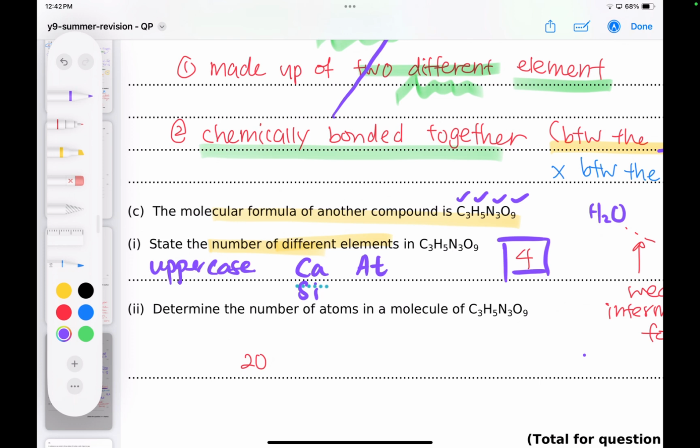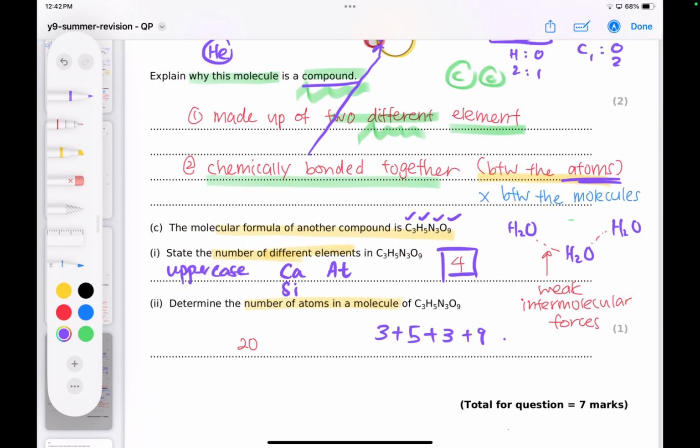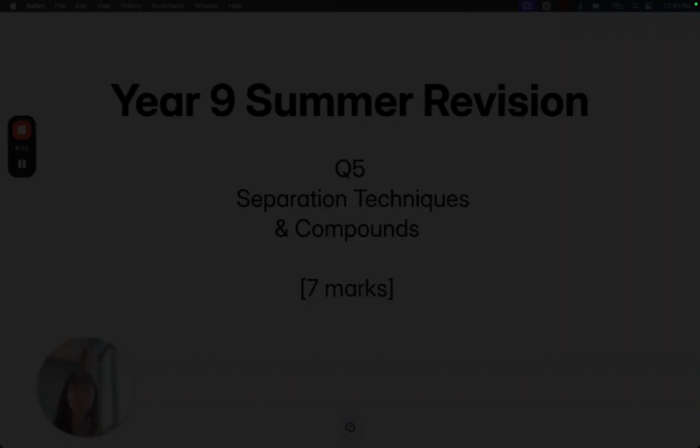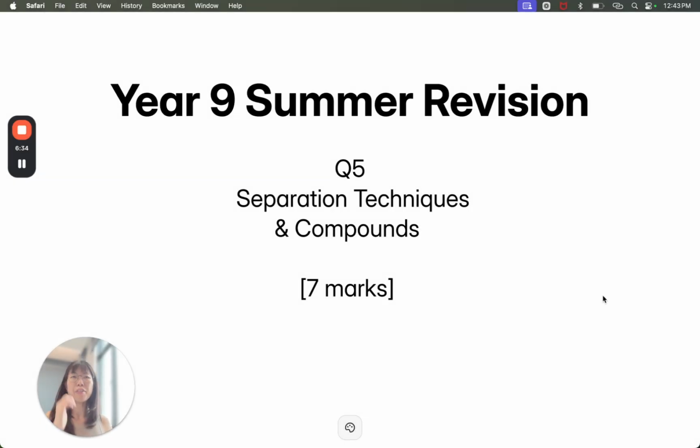Next, we want to look into the number of atoms in this molecule. So how do we do that? Basically just add things up. Here we've got 3 for carbon, 5 hydrogen, 3 nitrogen, and then 9 oxygen. Adding them up will give us 20 in total. So that's all for the 7-mark question. It's not really that difficult, but it would serve as a foundation for you to start collecting your marks before you reach the harder questions. So if this is all good, I'll look into question 7 and see you on the other side.